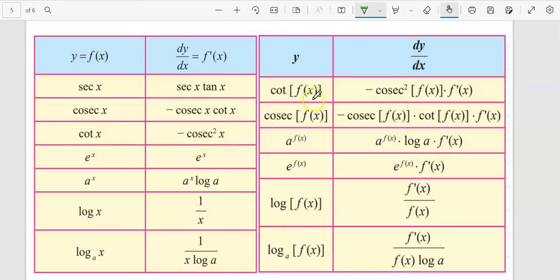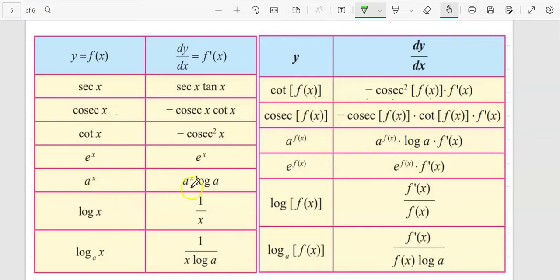Therefore, here cot of f of x, its derivative is minus cosec square f of x into f dash of x. Derivative of cosec x is minus cosec x into cot x. But what about here? Derivative of cosec f of x is equal to minus cosec f of x into cot of f of x into f dash of x. या बाजूची सर्व जर यादी बघितली तर प्रत्येकाला f dash of x ने मल्टिप्लाय केलेलं आहे. त्या फंक्शनचा आतल्या फंक्शनचा डेरिव्हेटिव्ह काढलेला आहे यामध्ये.